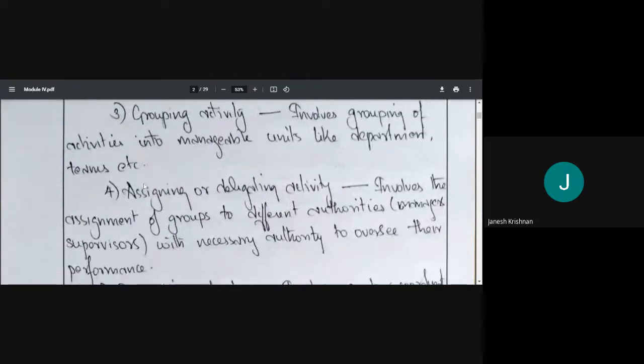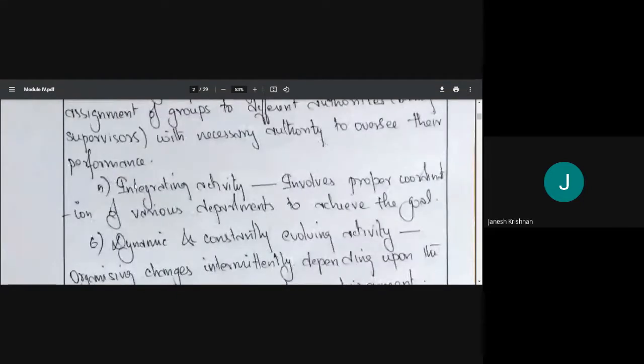Then delegating activity, that is assigning authorities, giving power to people so that they can oversee their subordinates. The integrating activity, because it involves coordination of various departments. Various departments have to take part in it. Then it's dynamic and constantly changing. Almost everything in management will be dynamic because we are planning for the future. So there will be uncertainties and unforeseen factors.